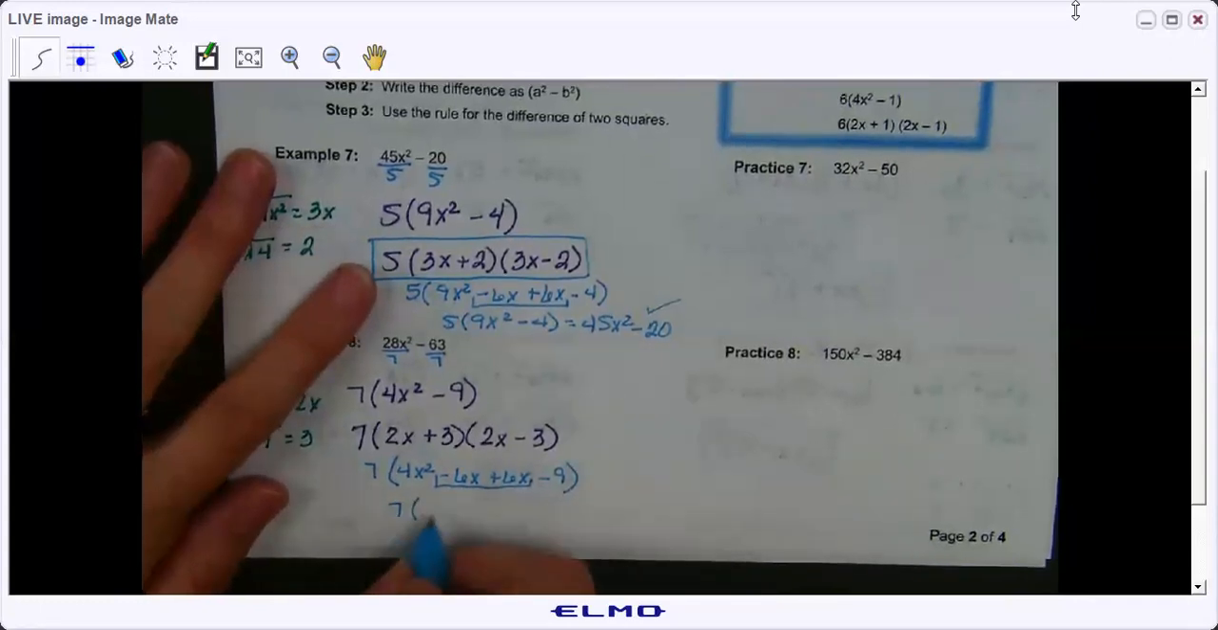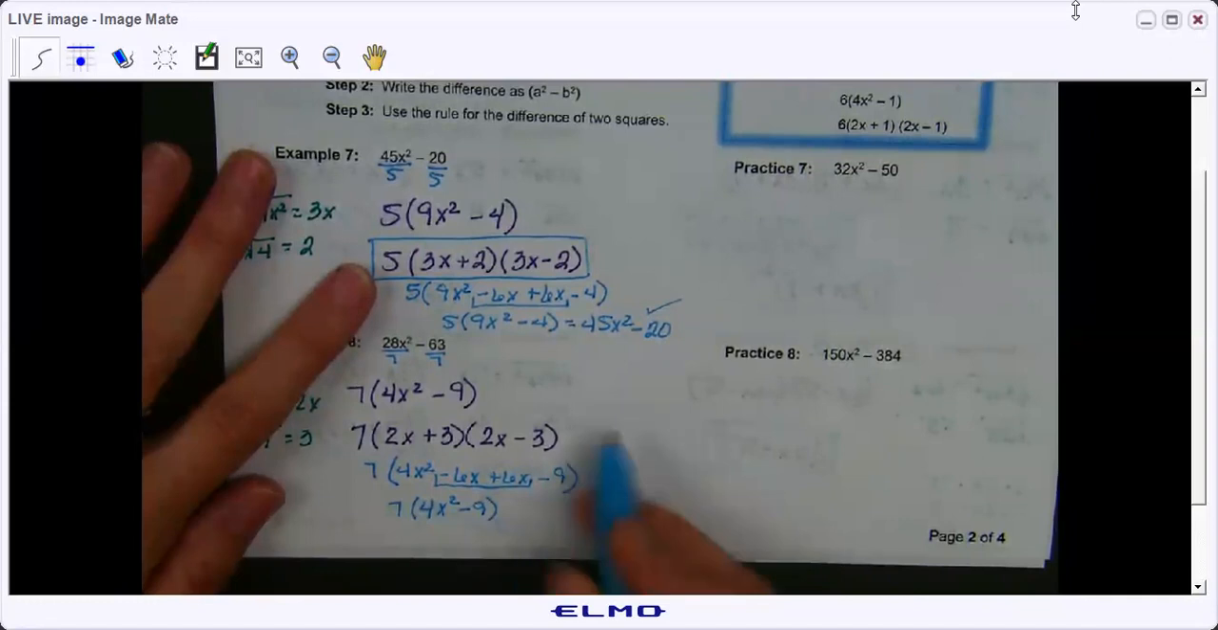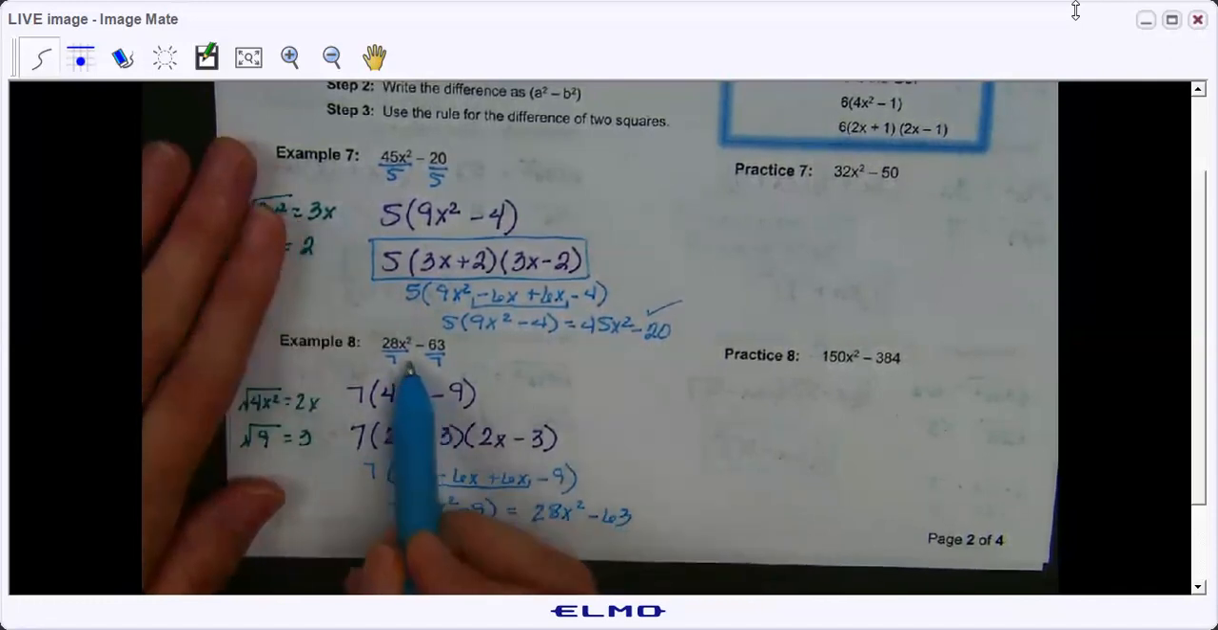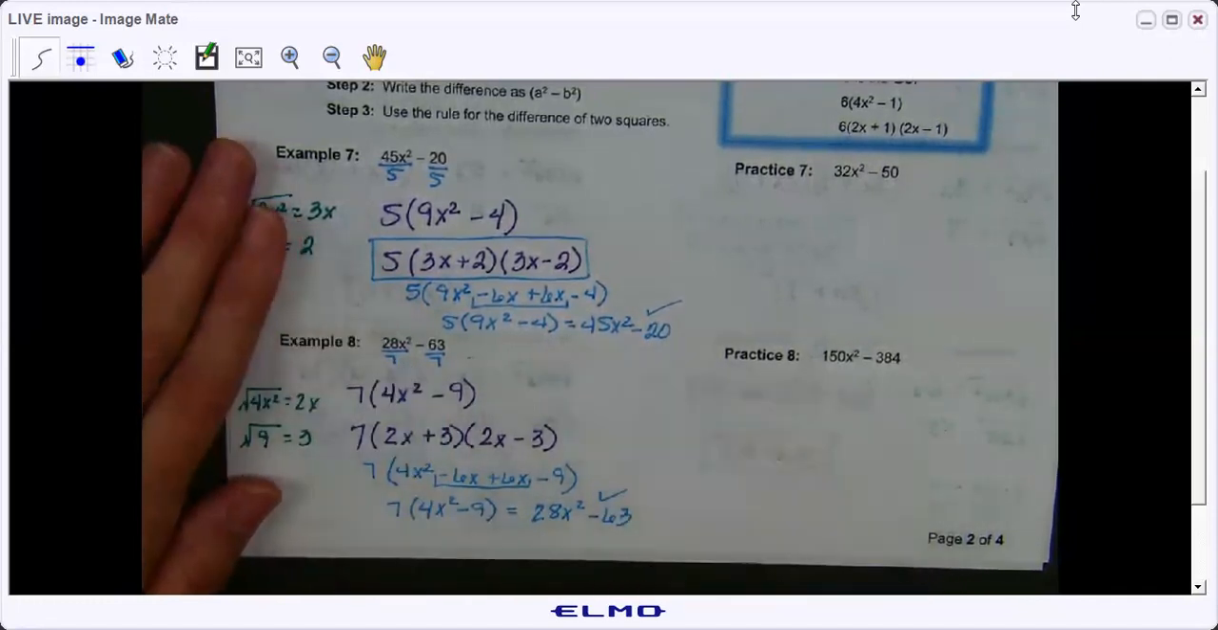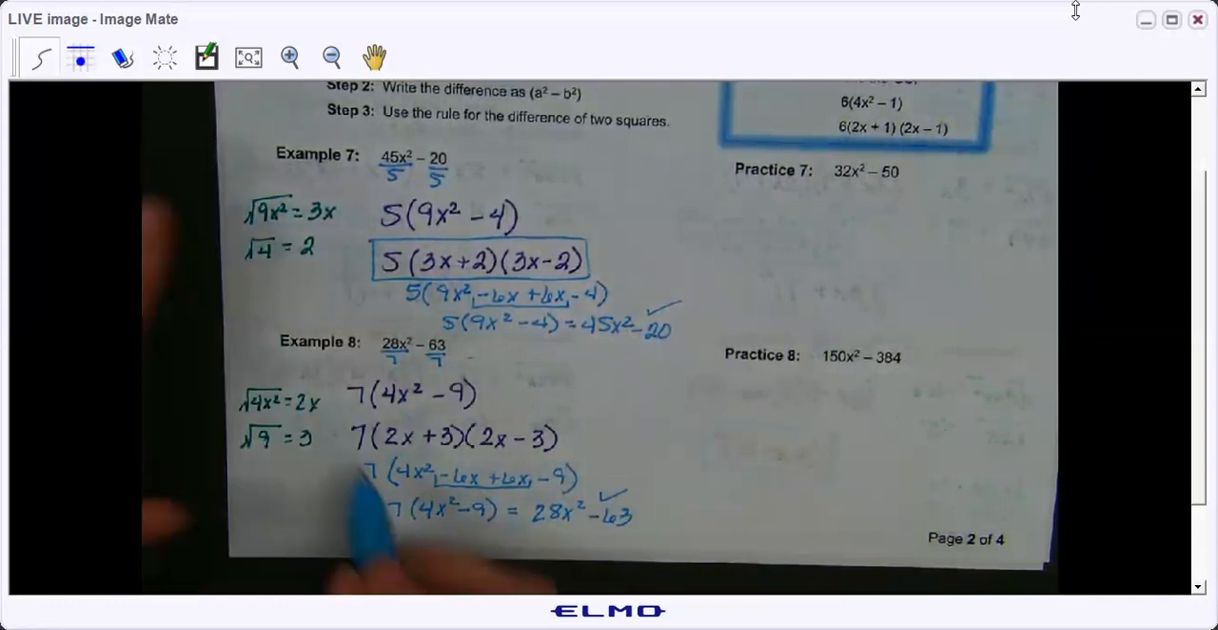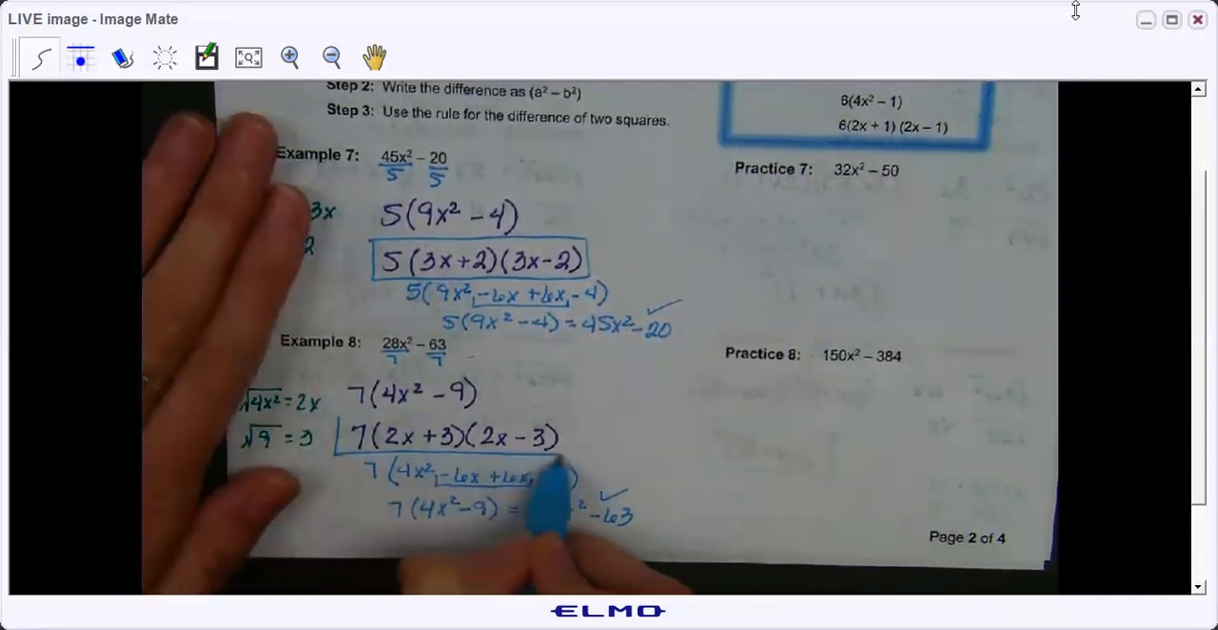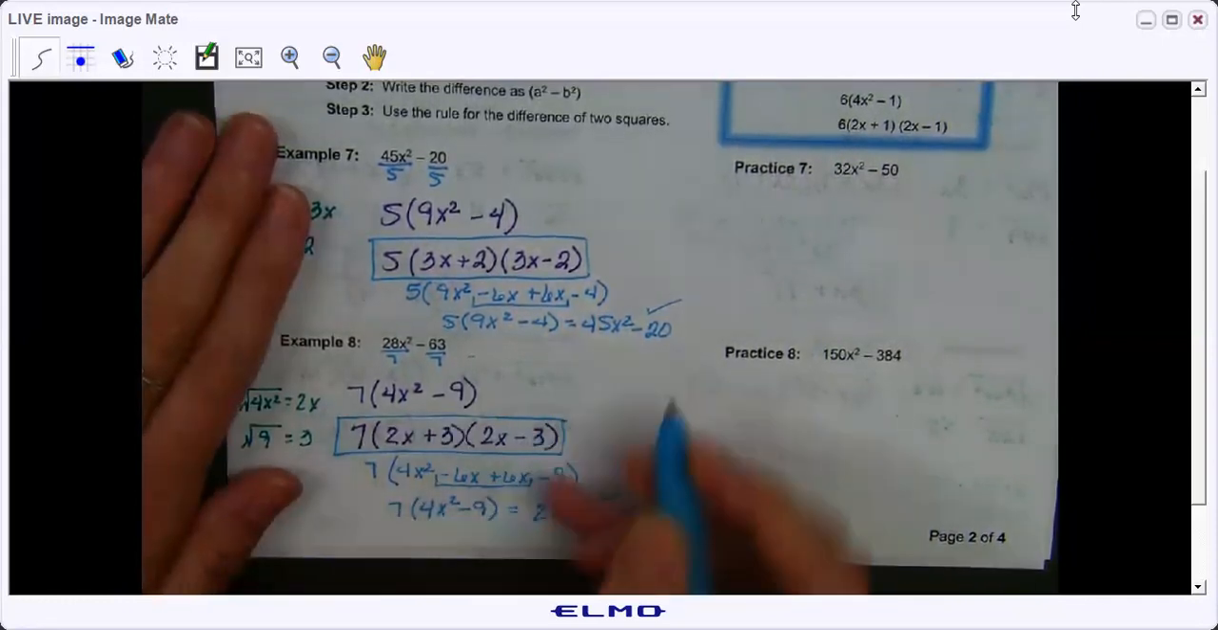So we have 7 times 4x squared minus 9. And we distribute the 7 and we end up with 28x squared minus 63, which is what we started up with at the top. Okay. So this is our final answer.